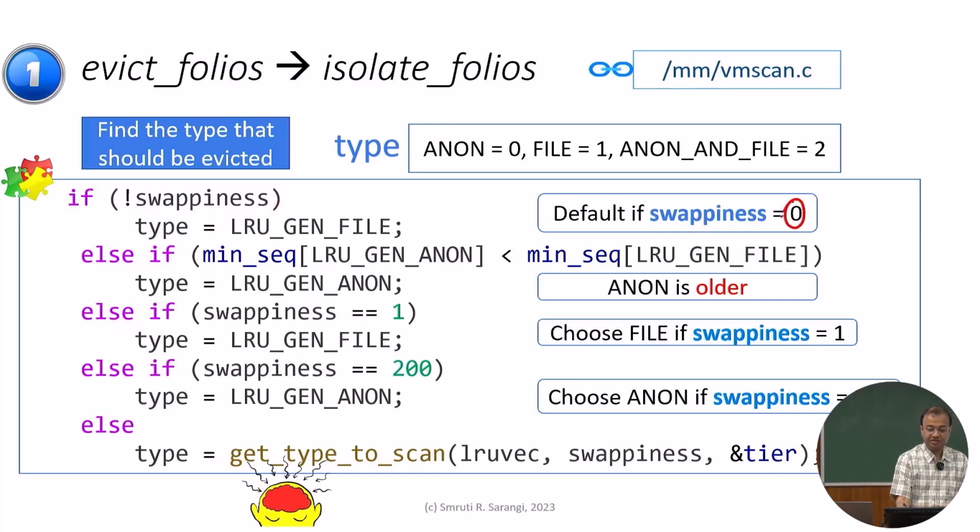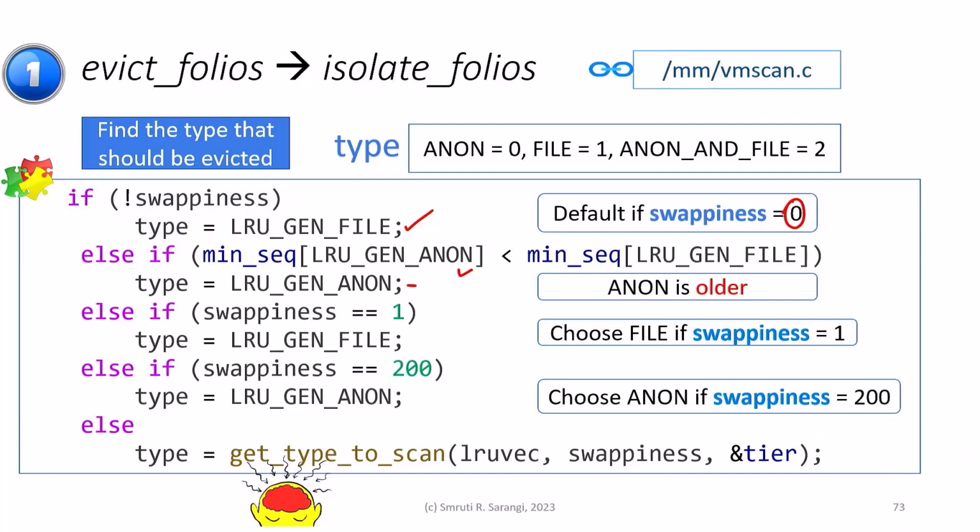So let us say the swappiness is 0. This is a special value because the swappiness should be between 1 and 200. I choose files. If anon has a lower sequence number, I will choose anon. Otherwise, I will look at the limiting values. Of course, there is not a lot of logic for this piece of code. Some of it is also empirically, experimentally inspired. If the swappiness is 1, I will choose file, which is one extreme. If it is 200, I will choose anon. Otherwise, I will do a competition between them and compare their normalized refault rate divided by the gain.